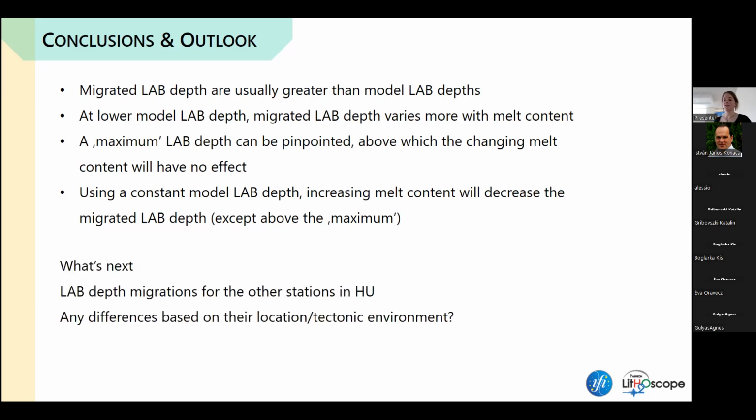And then, what are our plans for the future? We're going to continue building these models for the rest of the stations in Hungary and see what results they can give us. We will try to see if there is any difference regarding their location, their tectonic environment, or in any other aspect, and also try to see if we can see some variation in the melt content.